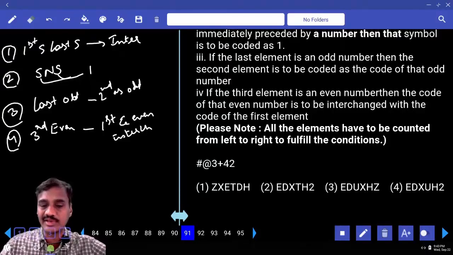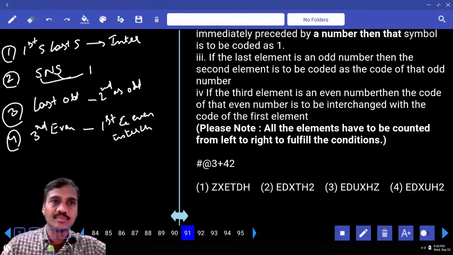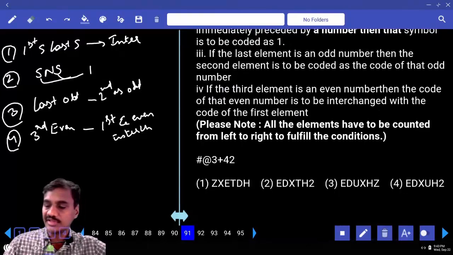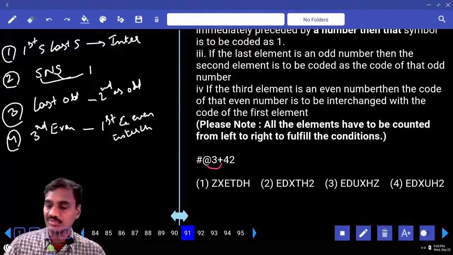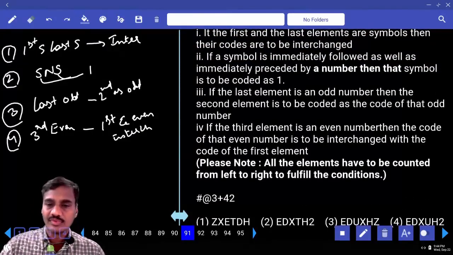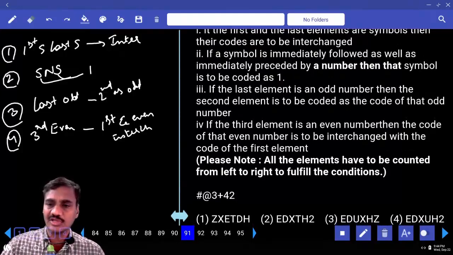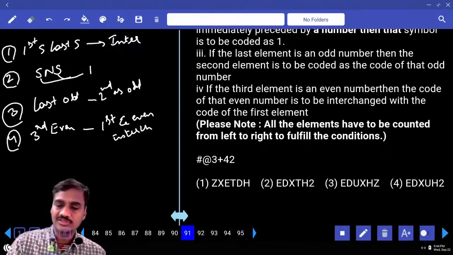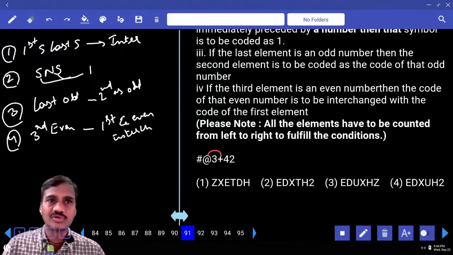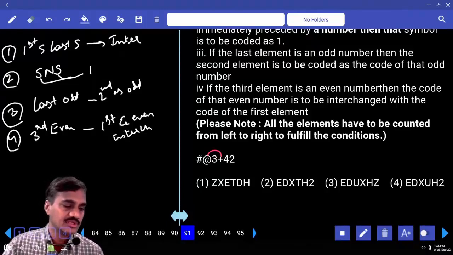Next one, symbol, number and symbol. Does symbol, number and symbol occur or not? Yes, it does. So in these two places, what should we write? Now in these two it must be replaced with what? It must be replaced with 1. Condition number 2: if a symbol is immediately followed as well as preceded by a number, then that symbol is to be coded as 1. So what should these two symbols be? It should be 1. Okay? What is that element we have? Now the second and the fourth element.